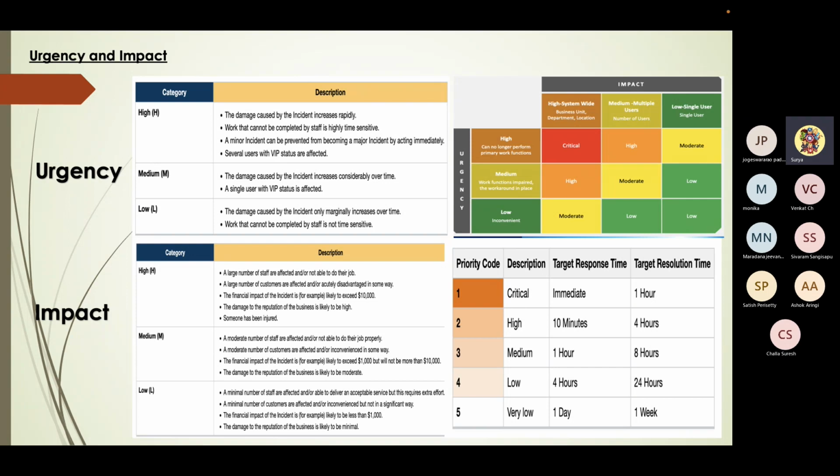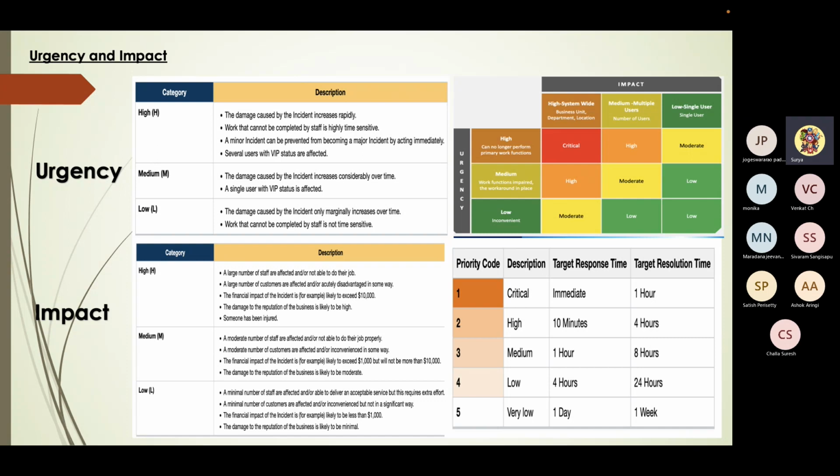By correlating both urgency and impact, you can prioritize incidents from P1 to P5: P1, P2, P3, P4, and P5. P1 stands for high priority or critical incidents. Likewise, P5 stands for low priority incidents. For every priority you have a response time as well as a resolution time. If it is P1, you should respond immediately and resolve within 1 hour.